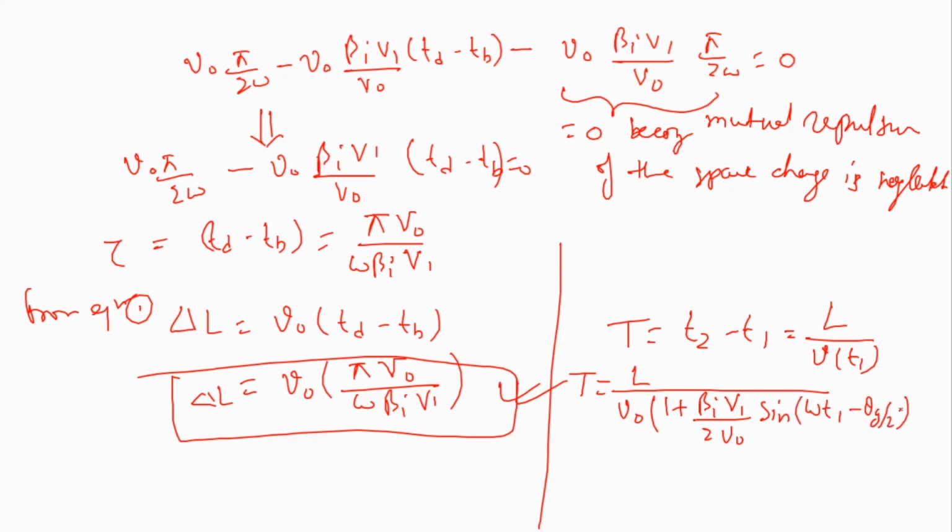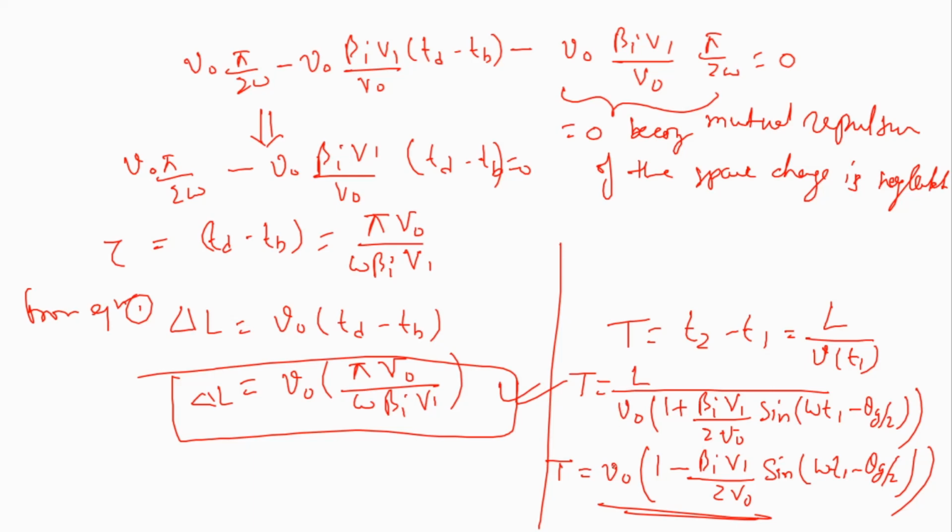This is the second equation I have taken. Now if you take the inverse of this and take the binomial expansion again, this term will be negative because 1 plus x to the power minus 1 will be 1 minus x. And L by V0 is nothing but T0, which is called the DC transit time. So this can be replaced as T is equal to T0 into 1 minus beta I V1 divided by 2 V0 into sine omega T1 minus theta G by 2, where L by V0 is nothing but this T0 value. T0 is nothing but the DC transit time.